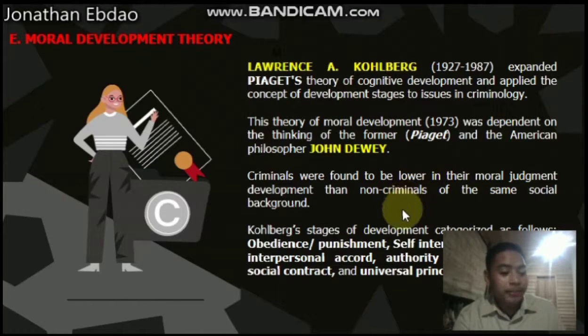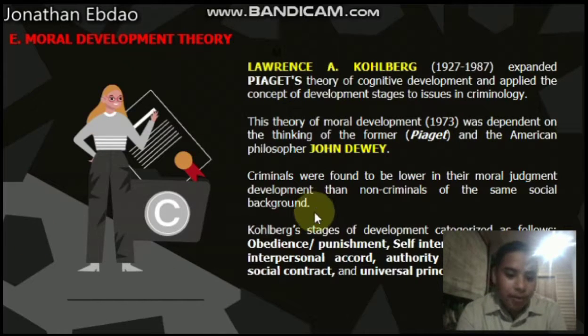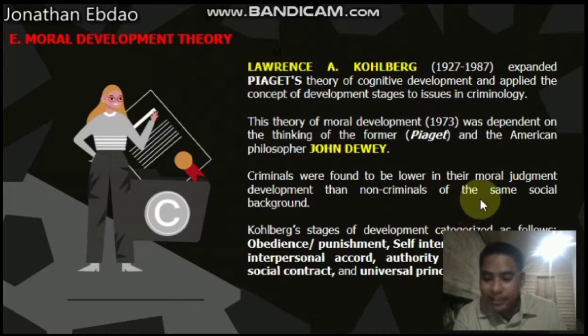The next one is the moral development theory. Lawrence A. Kohlberg expanded Piaget's theory of cognitive development and applied that concept of developed stages to issues in criminology. This theory of moral development was dependent on the thinking of Jean Piaget and the American philosopher John Dewey. Moral development theory suggests that people who obey the law simply to avoid punishment or who have an outlook mainly characterized by self-interest are more likely to commit crime than those who view law as something that benefits all in the society and honor the rights of every human being.